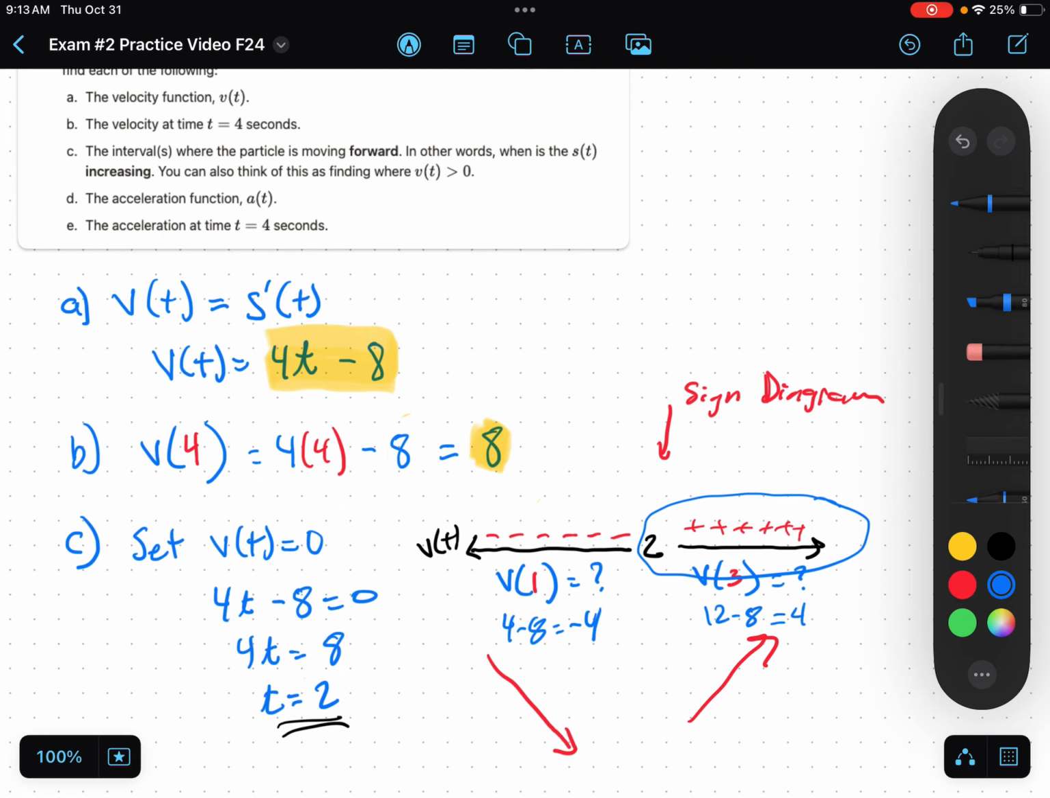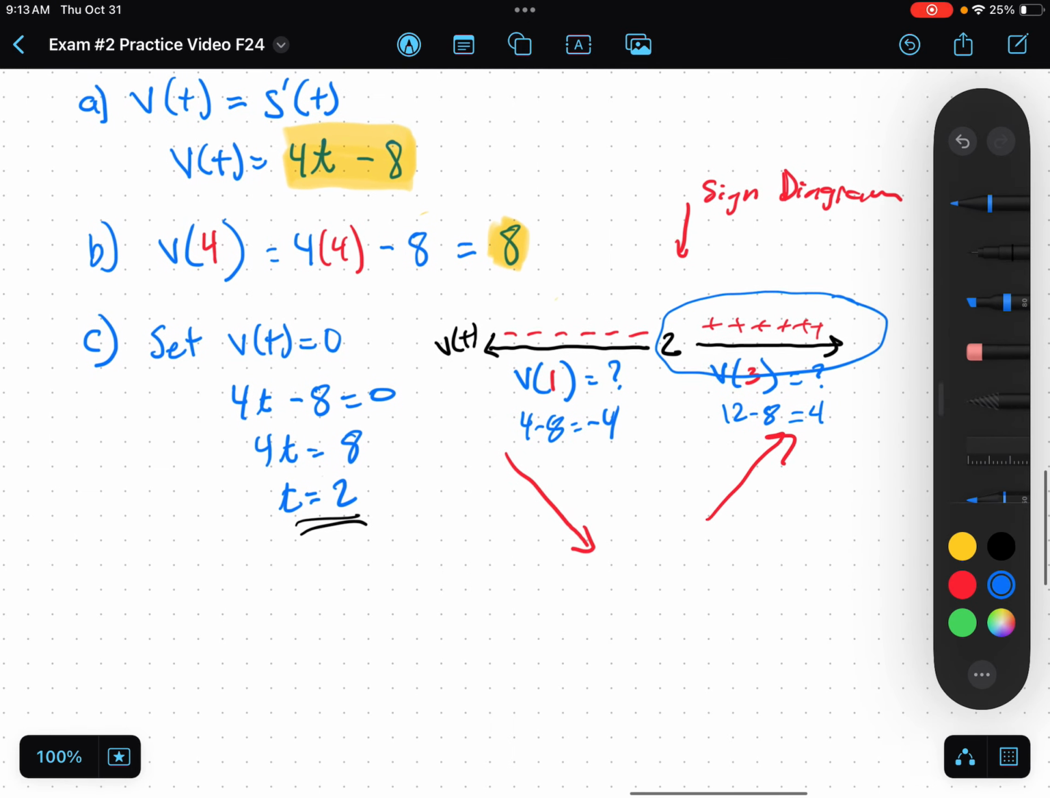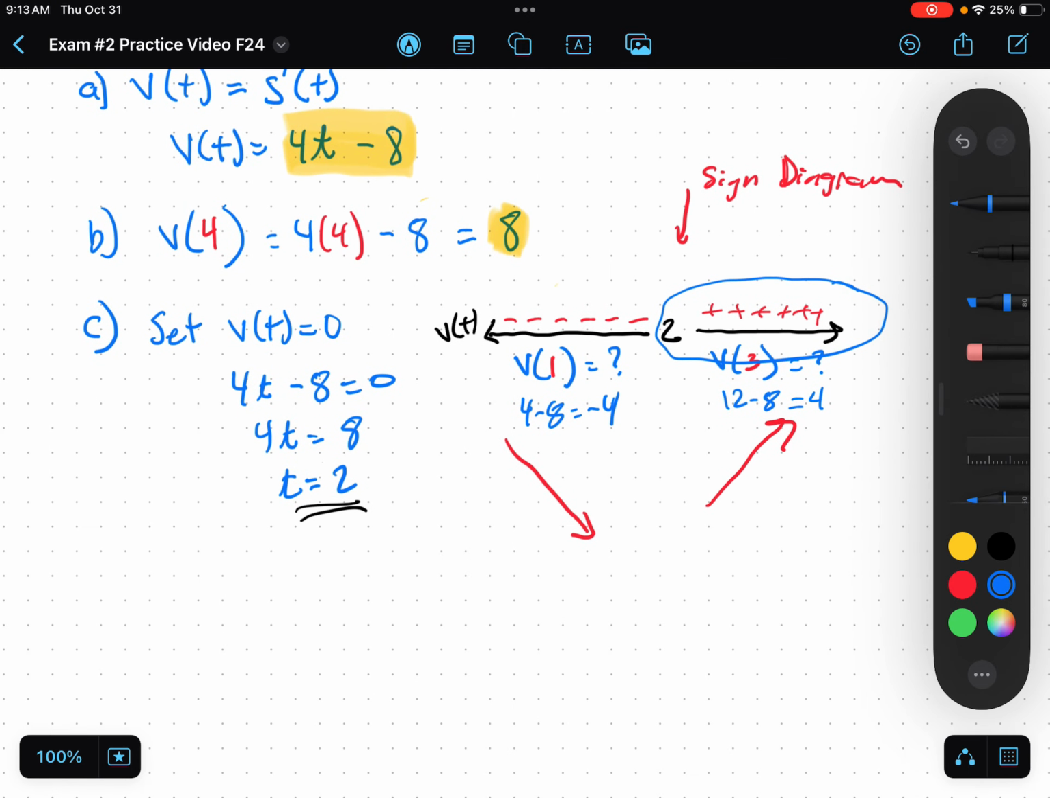Our velocity is positive when we're greater than 2. So my interval, moving forward, is 2 comma infinity, right? That's how we use the interval notation there. So the interval is 2 to infinity. We found it by making a sign diagram. This is the interval where the particle's moving forward.